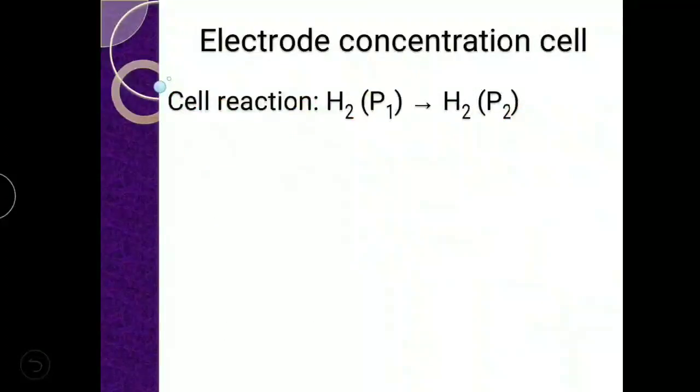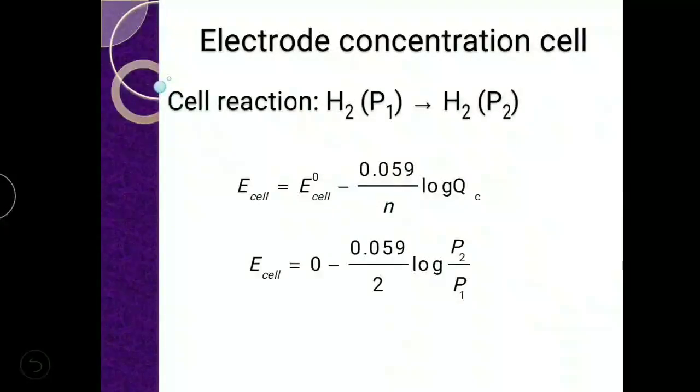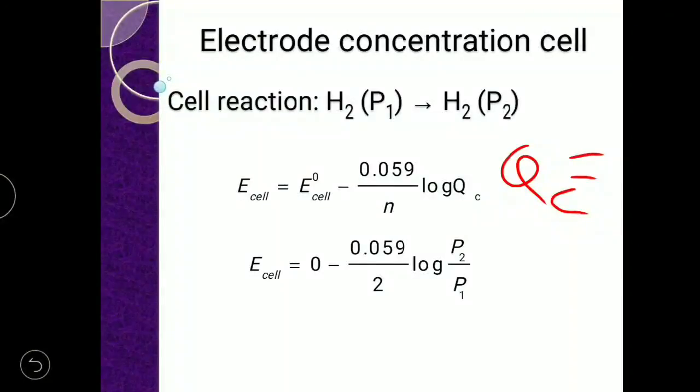Now to find out the cell potential, the EMF of the cell, we can use the Nernst equation. E cell equal to E naught cell minus 0.059 by n into log Qc, where E naught cell of a concentration cell is 0 and the number of moles of electrons involved in the cell reaction is 2, and Qc is the ratio between the partial pressures of products and the partial pressure of reactant. The partial pressure of product here is P2 and the partial pressure of reactant here is P1. So Qc is substituted by P2 by P1.